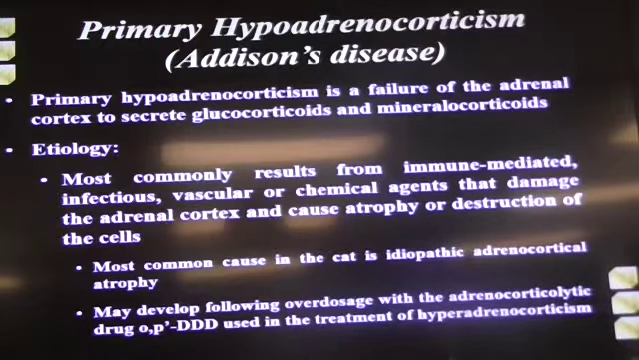If you overdo it, what do you end up with? Hypothyroidism. If you have an animal that has hyperadrenocorticism and you're using the drug which gets rid of those excess cells, if you overdo it, what are you going to get? You overdo it, you get hypoadrenocorticism.